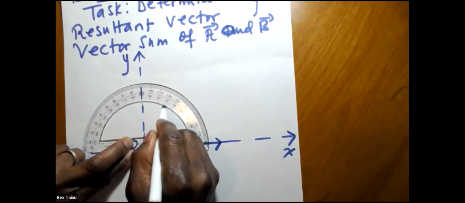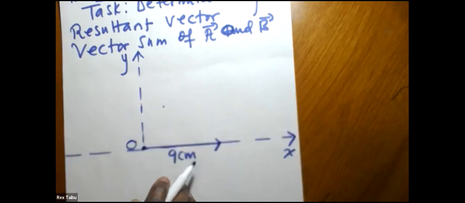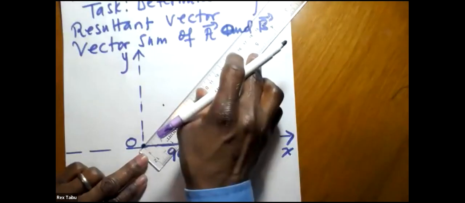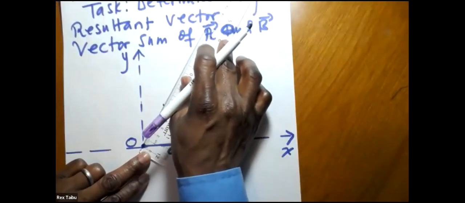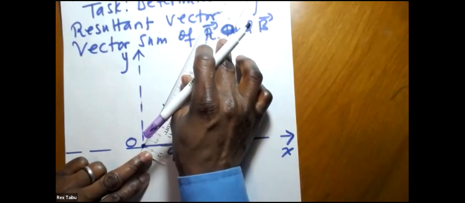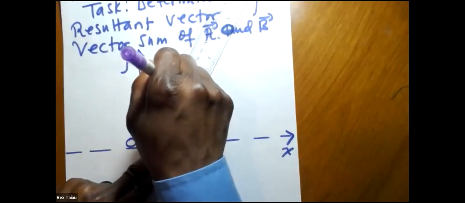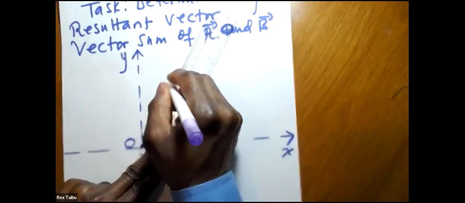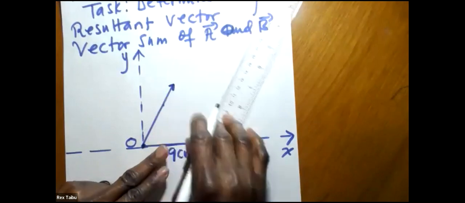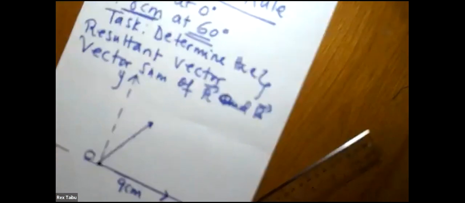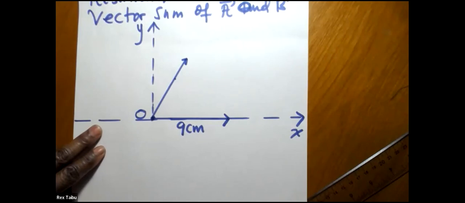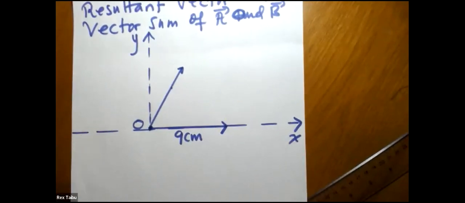You put a dot there and bring your ruler and measure 8 centimeters from the origin, passing through the dot that you created. 8 is over there, so my 8 is right there. And then I need to complete the parallelogram. Remember, this is the parallelogram rule, so I need to complete the parallelogram.